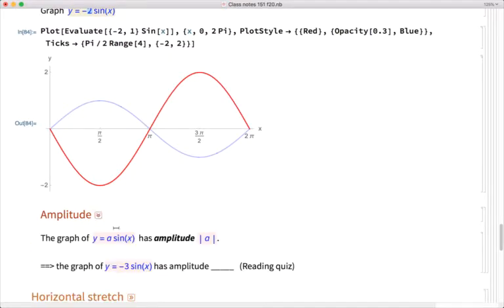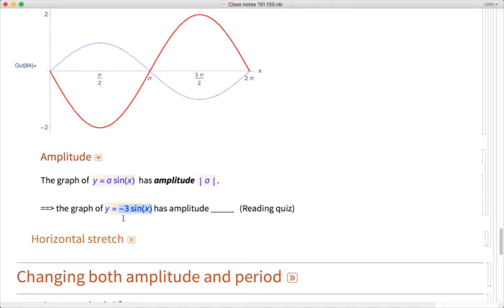Okay, so we have a term to introduce here. If you're looking at the graph of a scaled sine function or cosine function, this number out in front, well, its absolute value is called the amplitude of the sine or cosine function.